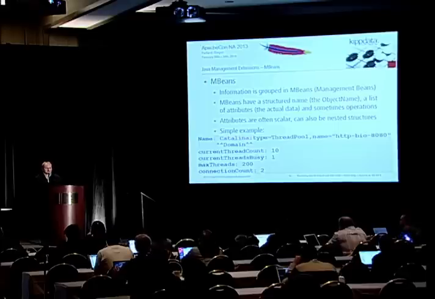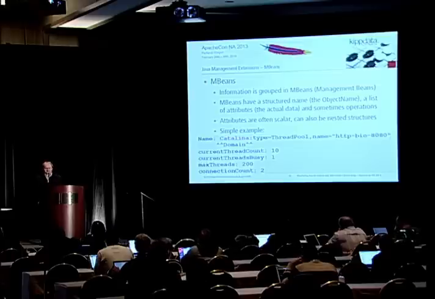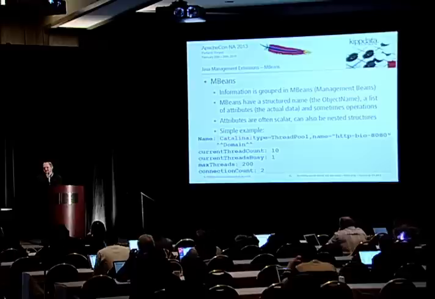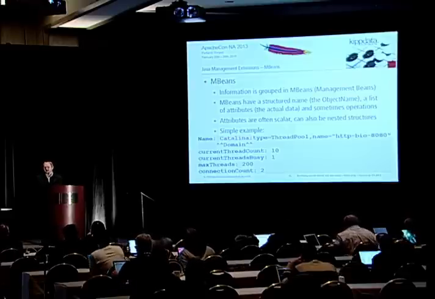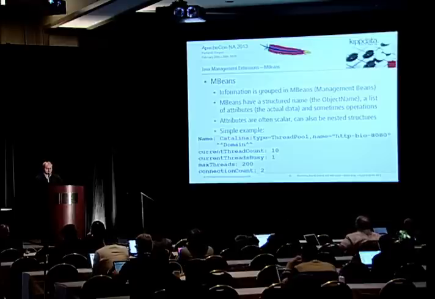And then, this part of the name in front of the colon is called the domain. It's the major grouping of MBeans. And then we have a list of key equals value pairs. In this case, we have a type, thread pool. We have a name, so there could be many thread pools, and we can distinguish them. And below, we have a list of attributes, like current thread count, 10, and so on. So that's a basic view of an MBean.